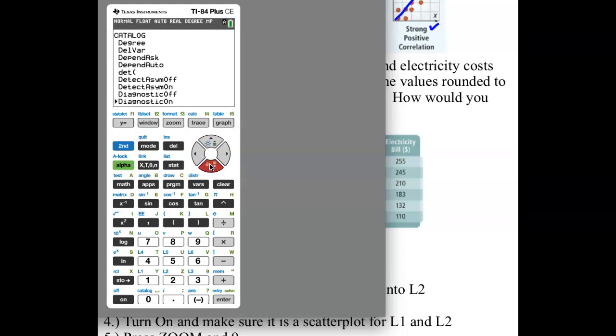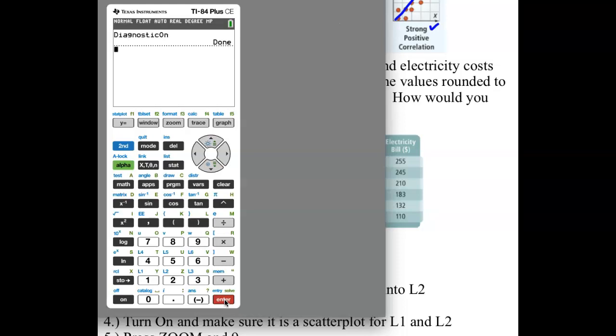All right, so we want that one, Diagnostics on. We're going to hit Enter. Now, notice it still has a blinking cursor there. We have to hit Enter again, and then it will say Done. If they have turned the Diagnostics on, that will be important as we move through our process today.